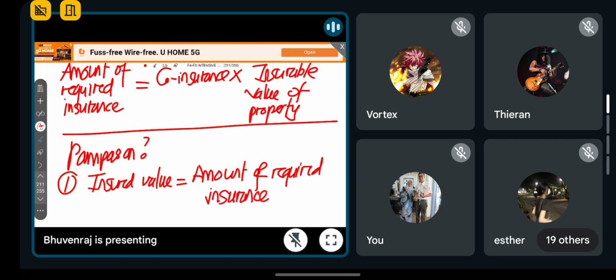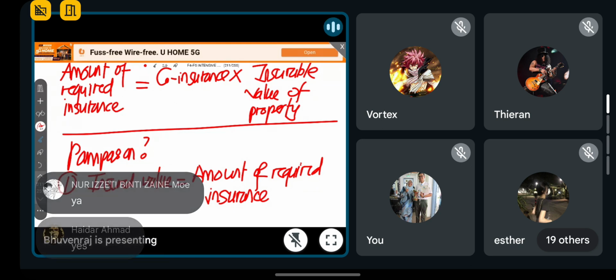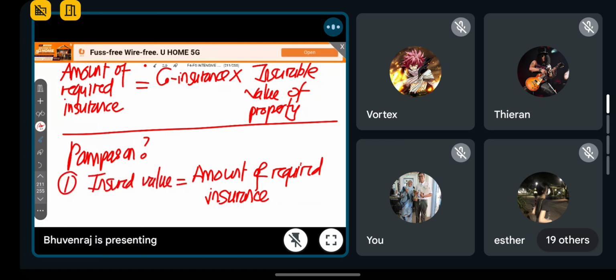Guys, anyone take BM, sesiapa ambil BM boleh bagi tahu tak? Yang ni nilai boleh diinsurankan ke? Adakah saya sebut betul? Cuba check balik dengan saya sebab saya tak familiar sangat term BM ni. Adakah ini nilai boleh diinsurankan? Anyone take BM here? Betul lah. Okay, nilai boleh diinsurankan sama dengan jumlah yang harus diinsurankan. Okay. So this the first scenario.